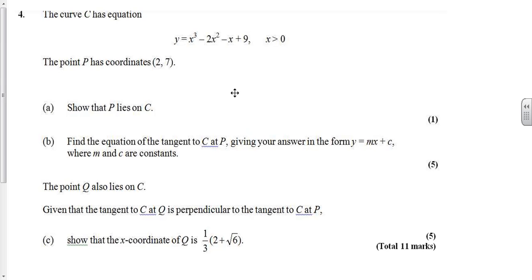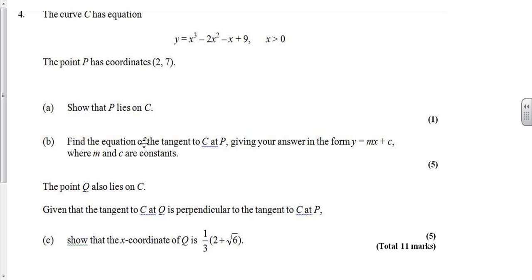This is a question from a test I gave to my Year 12 further mathematicians on calculus. This particular question is asking us to differentiate. And first of all, it's just asking us to verify that this point here, (2, 7), is on this curve, which is called C.